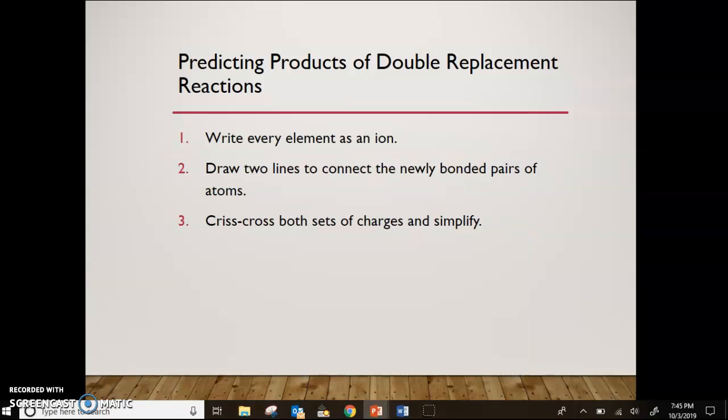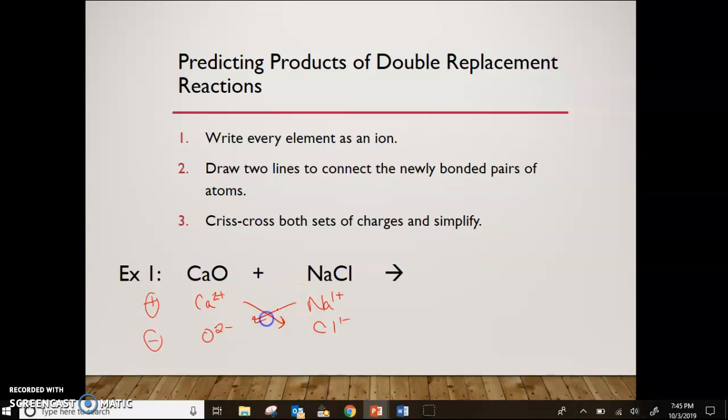So here we go. Here's an example that we're going to work through. So I have CaO and then NaCl. So I want to write every element as an ion. I'm going to put my positives on top and then my negatives. I know that calcium is in that second column, so I have Ca with a 2 plus, oxygen with a 2 minus, and then I have Na with a 1 plus, and Cl with a 1 minus. So again, I'm just going to write my anions underneath with their charges. Then I'm just going to cross.